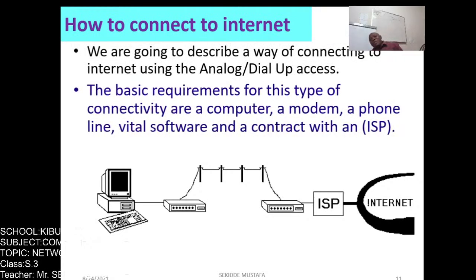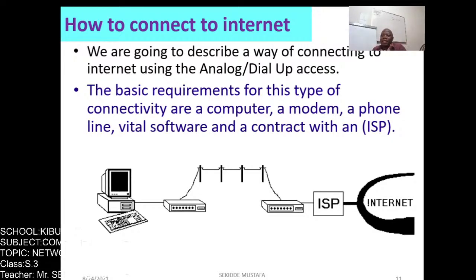We are going to describe a way of connecting to the internet using analog, or what we call dial-up. The basic requirements for this type of connectivity are a computer and a modem. But today computers come with inbuilt modems. Desktops and laptops are coming with everything. You have wireless connection to any of the wireless spots around, because all the computers are coming with wireless connection.